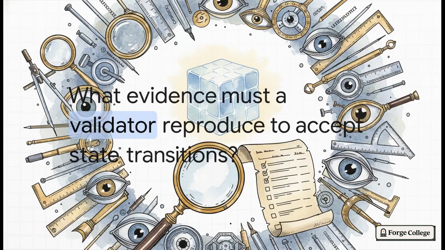But wait, what evidence must a validator individually reproduce to accept these state transitions? How do the rest of the nodes know the block builder didn't just make it all up? That is a very provocative question, and we are going to answer it in our next lesson on transaction validation rules, where we look at exactly how the rest of the network fact-checks the math.